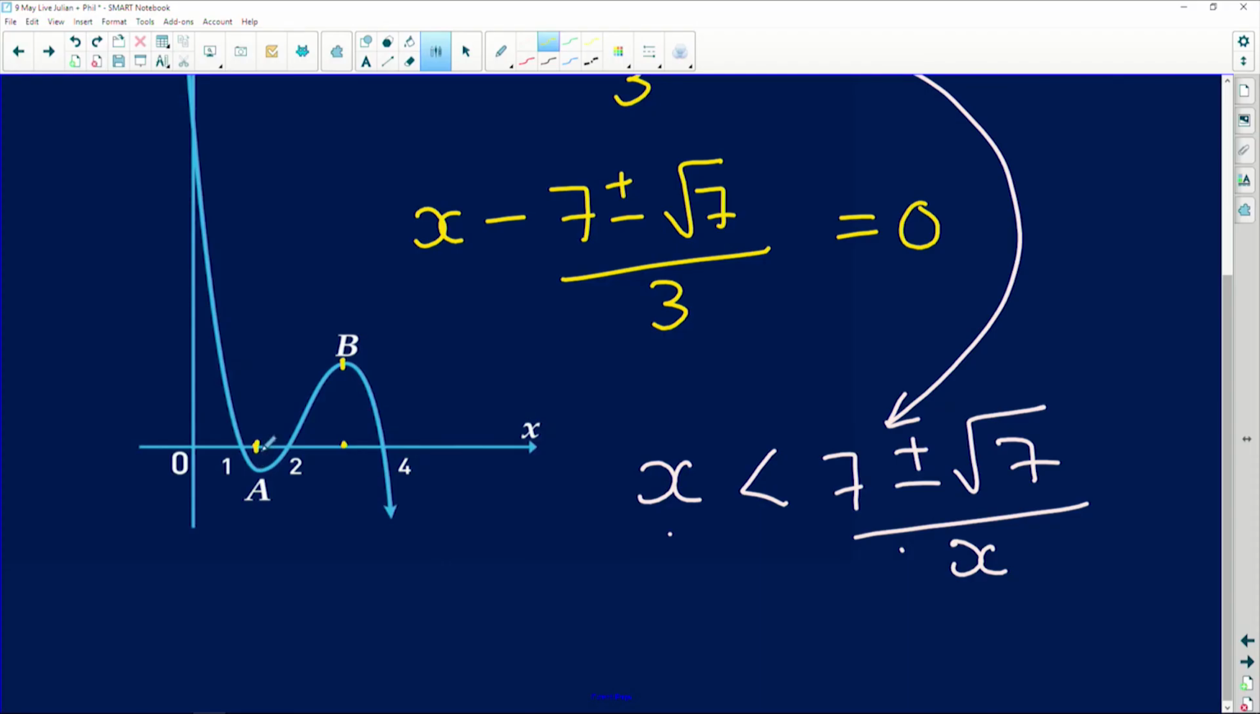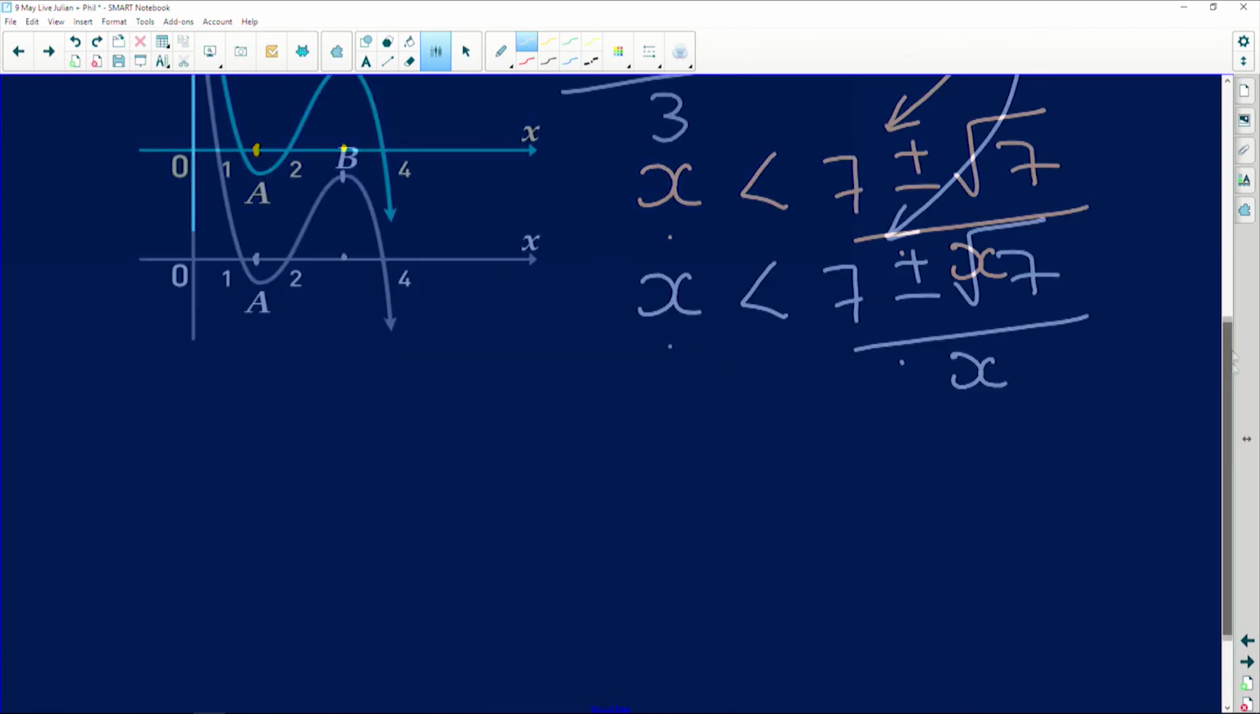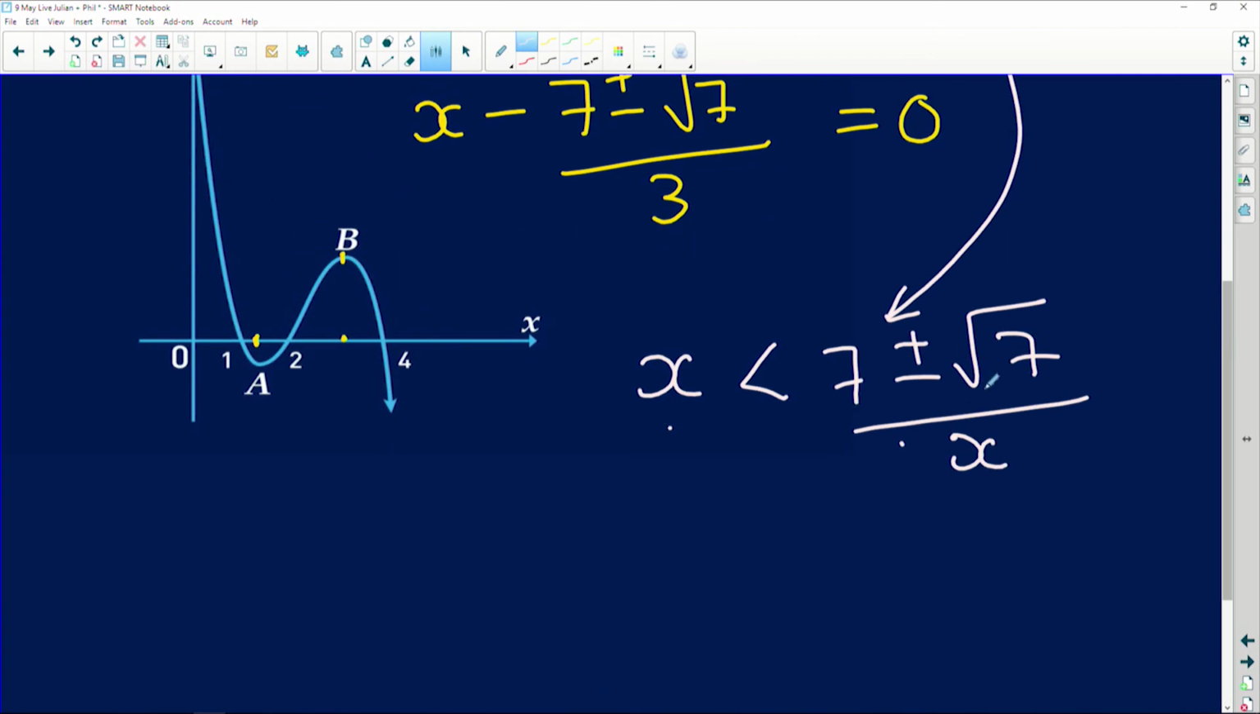Okay, so I'm going to go and double check what this value actually is. So 7 plus or minus the root of 7 over 3 is equal to 3.215, which is roughly around here. So that was that turning point. And then the other one would be this over here. Okay, so let me see if I'm actually making sense with what I'm saying. If I look at x is less than the first value, so let me look at this first value here. That value is this one over here. So if x is less than there, it doesn't really make sense because the graph is increasing there, okay?